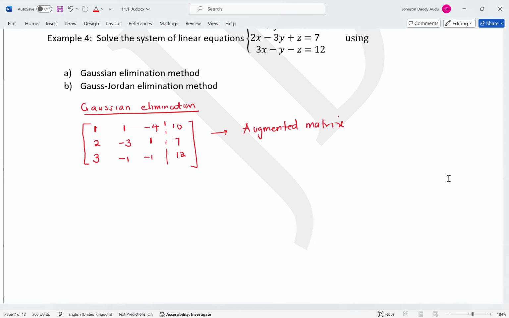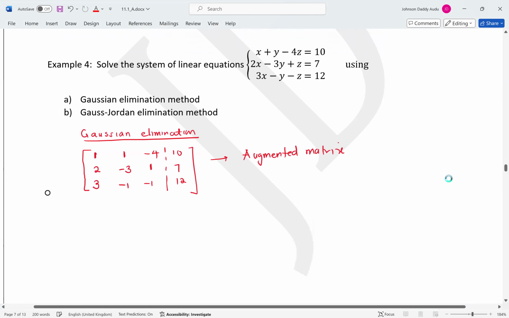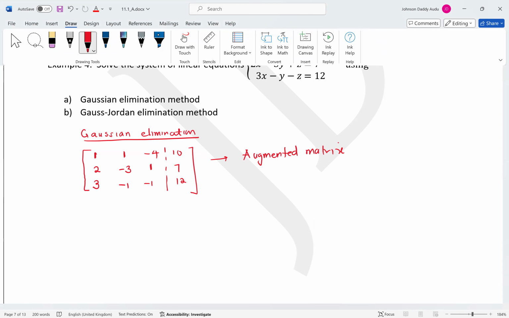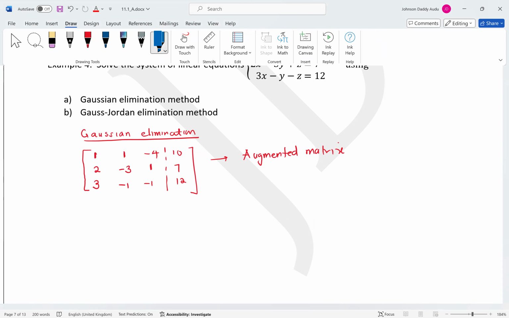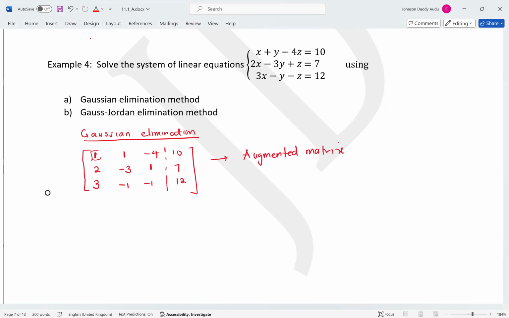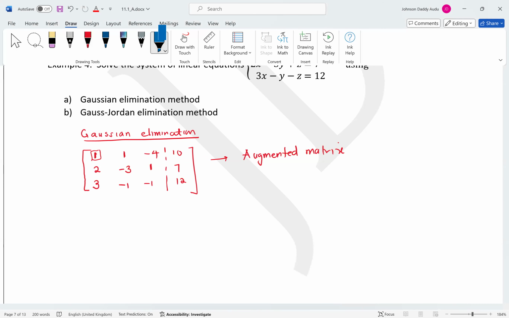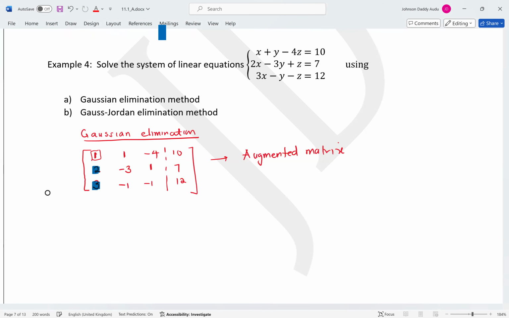All right. Then what will be the goal? The goal is to convert this to the row echelon form. As you can see, this is already 1, so this is our leading element for row 1. It means now we have to take this 2 and 3 to go to 0.